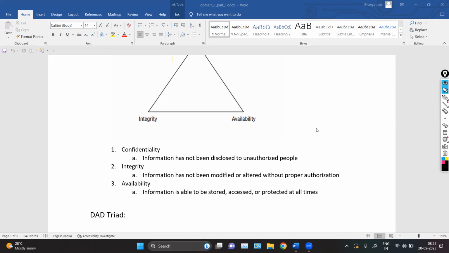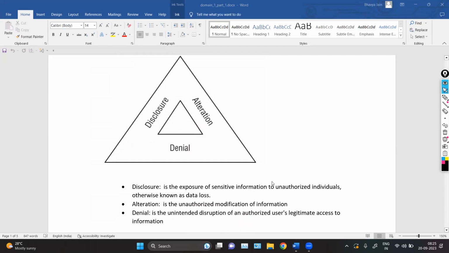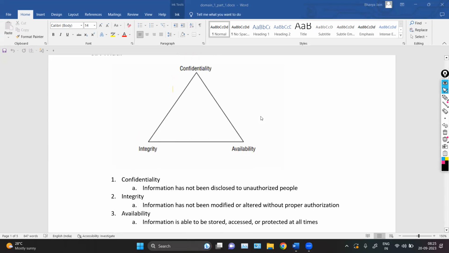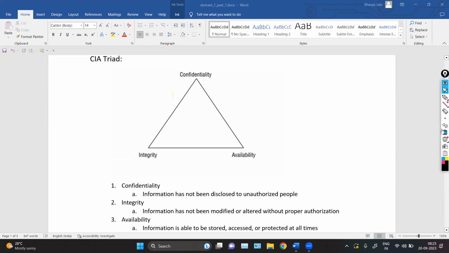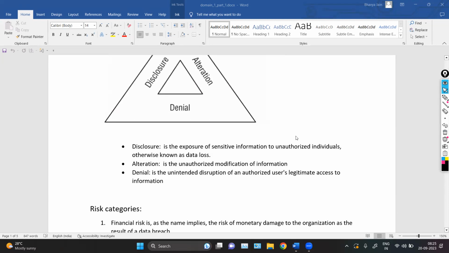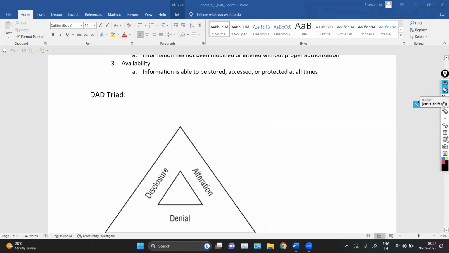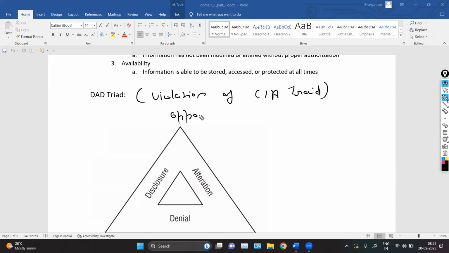Next we have the DAD triad. See, the CIA triad is the security approach. Now the DAD triad is the violation of the CIA triad. DAD, which is disclosure, alteration, and denial, is the violation of the CIA triad, or we can say it is opposite to the CIA triad.